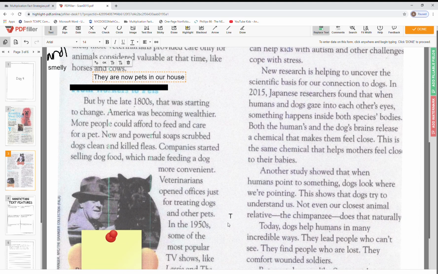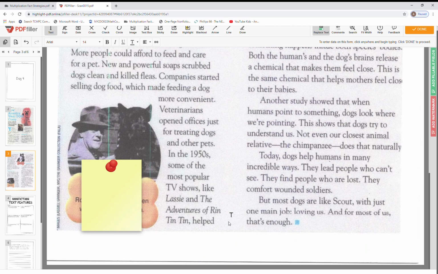Another study showed that when humans point to something, dogs look to where they're pointing. This shows that dogs try to understand us. Not even our closest animal relative, the chimpanzee, does that naturally. Today, dogs help humans in many incredible ways. They lead people who cannot see. They find people who are lost. They comfort wounded soldiers. Most dogs are like Scout, just with one main job, loving us. And for most of us, that is enough.